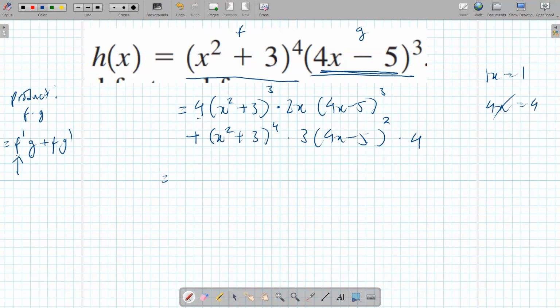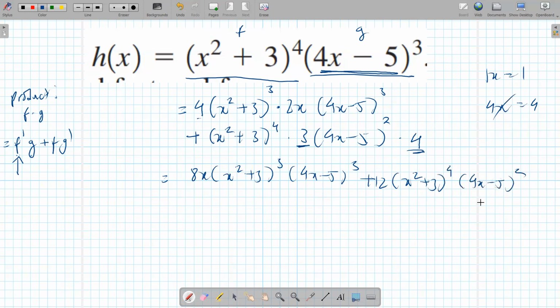4 times 2x is 8x. And then we have this guy and the other guy. And on the other thing, we have 3 times 4, which is 12. I don't know if this step is really necessary, but it looks better like that. Okay.